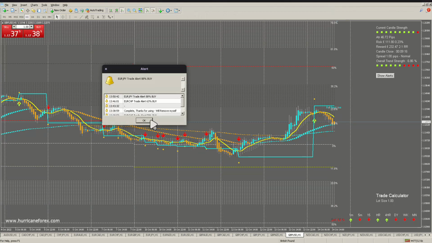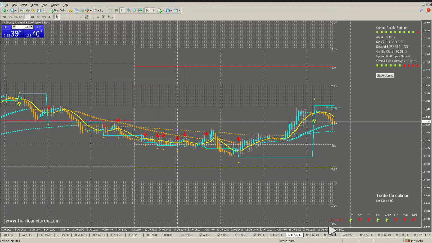Now fib level, oh, there's a euro yen buy there. I don't know whether I'm going to take that. Let's have a little look. So, well, I'll talk about the fib levels first. So look at these fib levels.